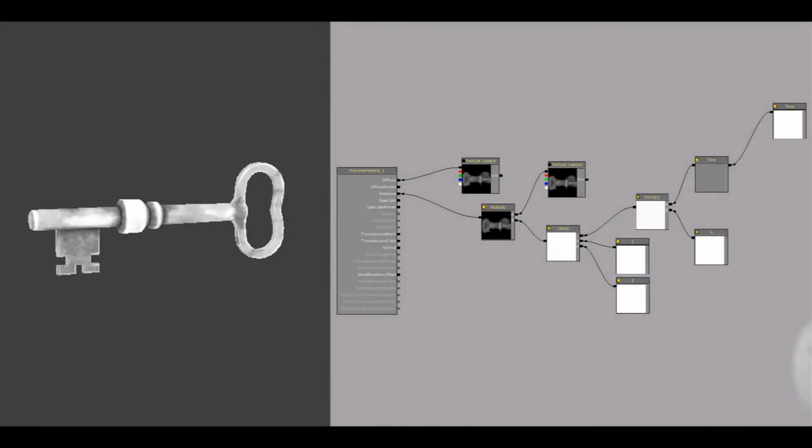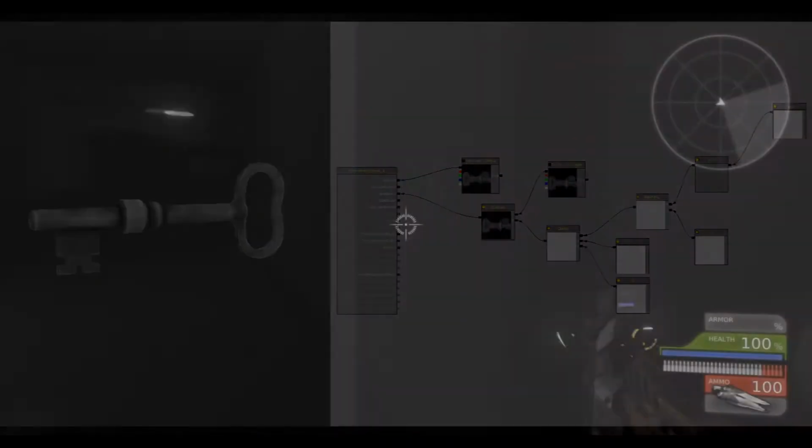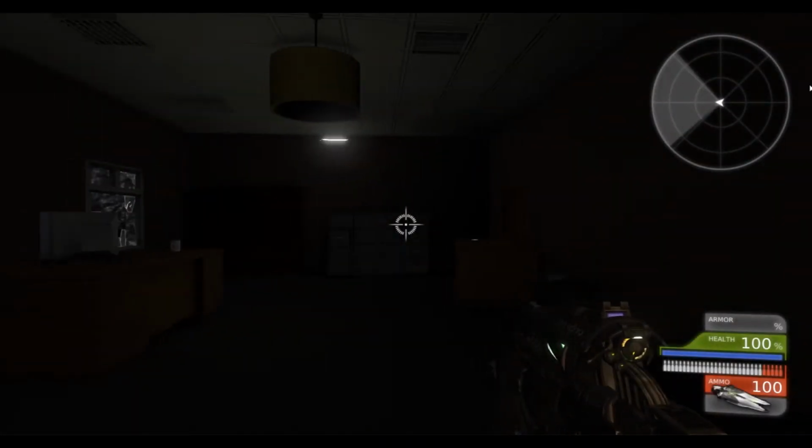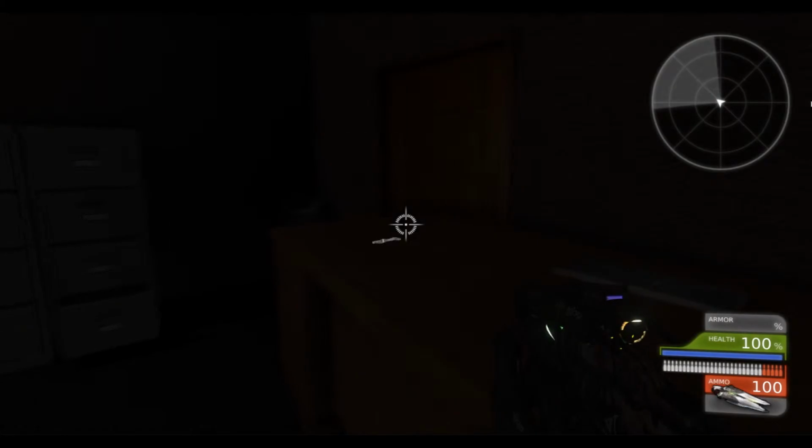One of the techniques we used to encourage the player to explore was through the use of emissive materials. This allowed us to mark interest points such as keys or objective points with an eye-catching glow capable of gaining the player's attention.